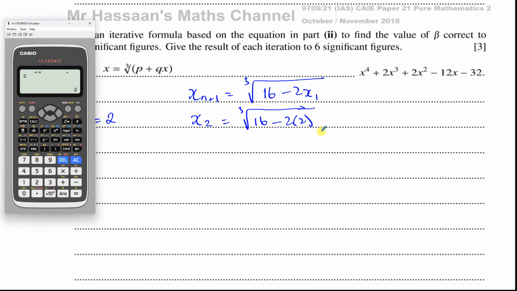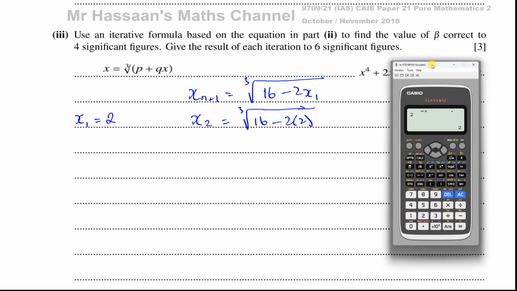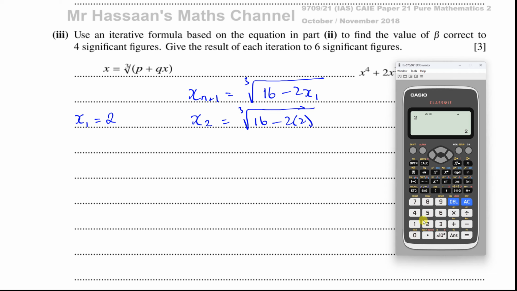I'm going to set this up so that I don't have to keep messing about with my calculator all the time. I'll say the cube root of, which is this button here, and I've got 16 minus 2 times answer. So right now this is going to be 16 minus 2 times 2, which is 16 minus 4, which would be 12, so it'll be the cube root of 12 right now. I'm just going to press equals and I'll write down my answer.